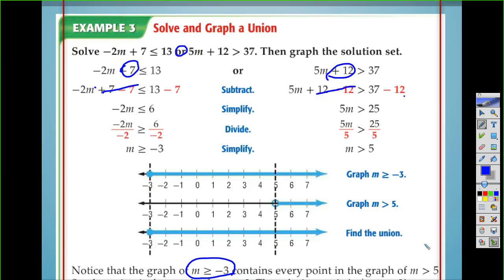Give it a minute to process that. If that didn't make sense, repeat the video. So just because it has an or doesn't mean you're going to write this or that as an answer. Think about what makes sense. If m is greater or equal to -3, or m is greater than 5, the m is greater than 5 is included in the m is greater or equal to -3. So your answer is only m is greater or equal to -3.